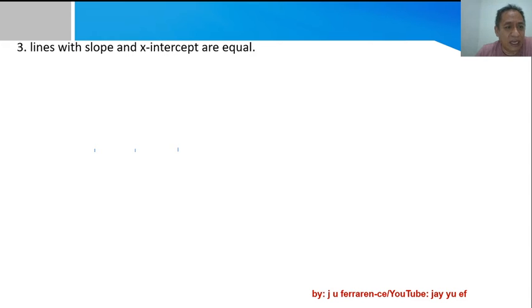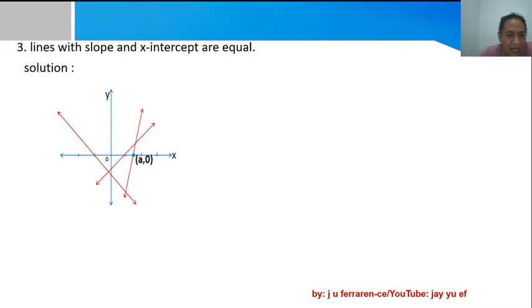Now, number 3, if we have lines with slope and x-intercept equal, you can graph, no? You can present your family of curves, or if you can go directly to the equation without the graph, it is still okay. Just try to identify which are the arbitrary constants and which are the fixed constants in your equation of the family of curves, no? Okay, so here is the solution. It would be good if there is a graph, no?